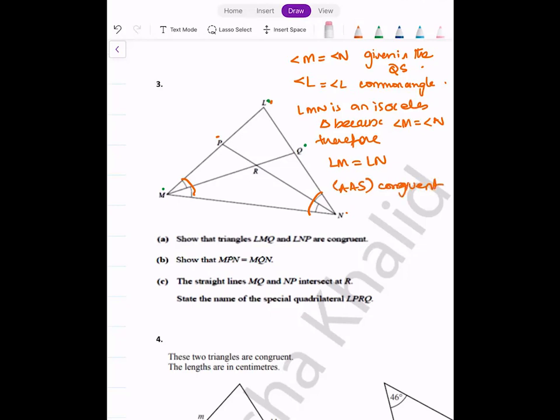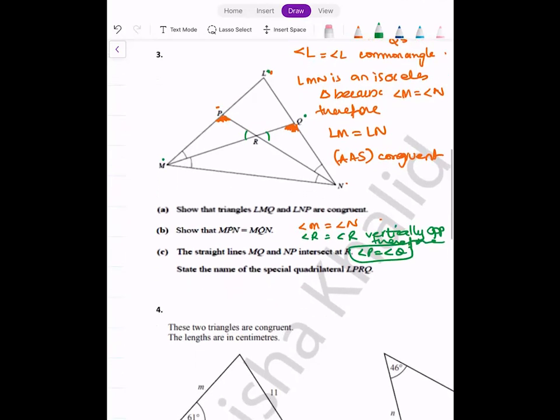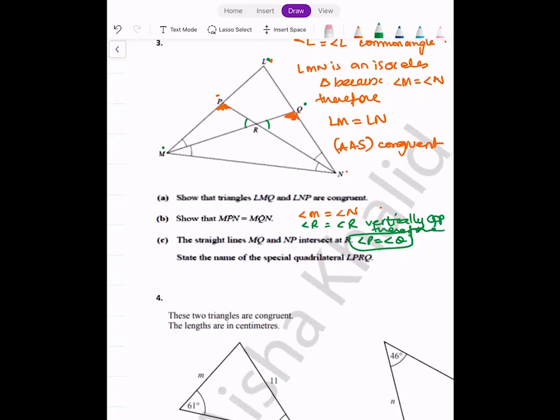Right? Now, next question is MPN is congruent to MQN. Now, angle M is equal to angle N. Can I say angle R is equal to angle R because they are vertically opposite? So can I say angle P is equal to angle Q? Therefore, the straight lines MQ and NP intersect at R. So what is the special name given to LPRQ? So that's a kite.